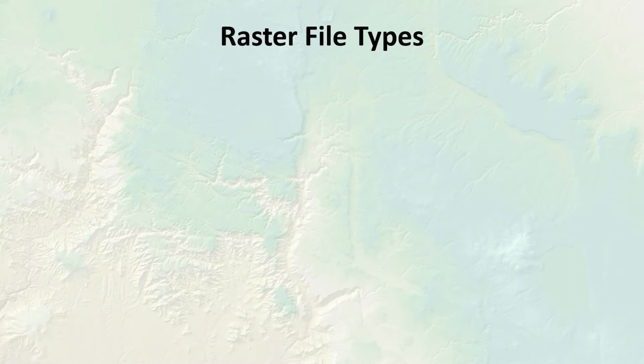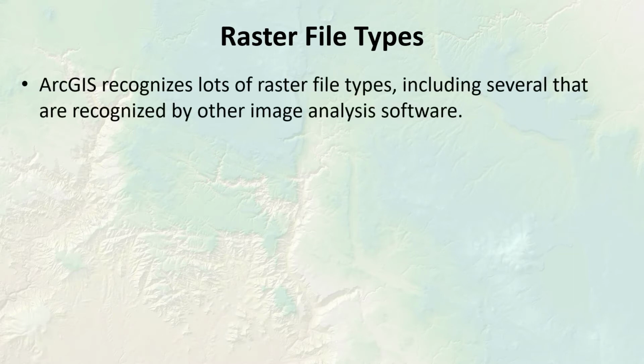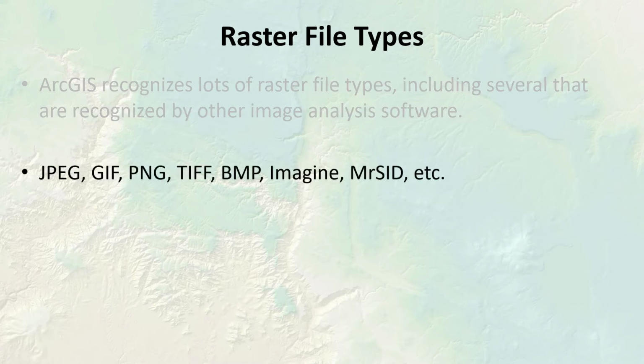You get a raster data set. What's the format going to be? ArcGIS recognizes lots of raster file formats, including all the standard ones, your JPEGs, your GIFs, your PNGs, TIFF files. All of these are normal images. You can take them with your camera, but they also serve as spatial data sets.